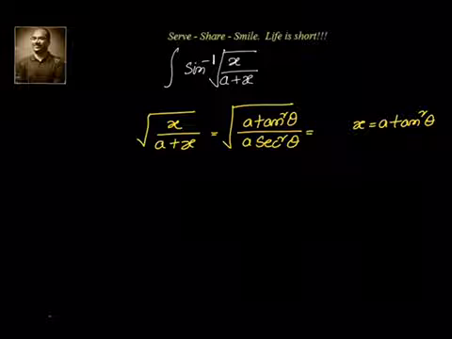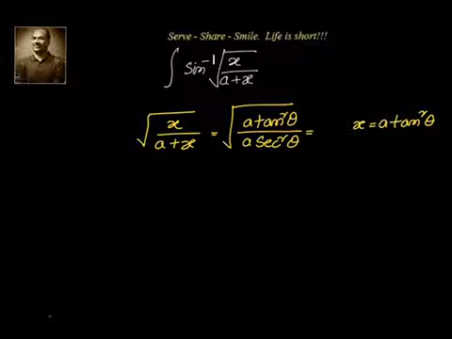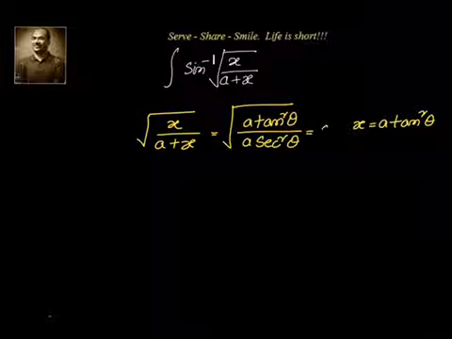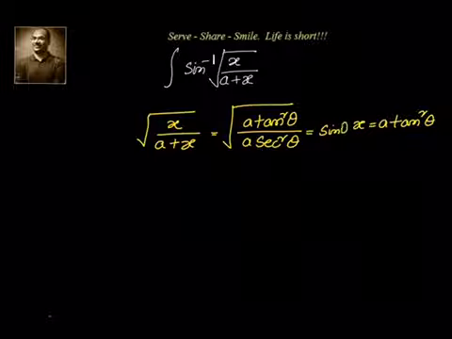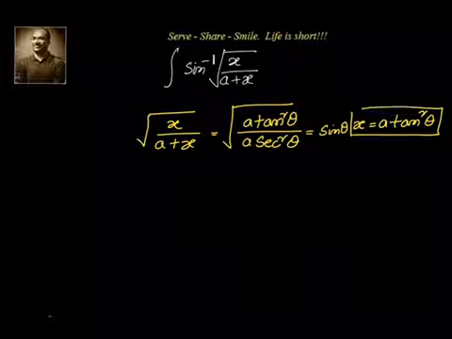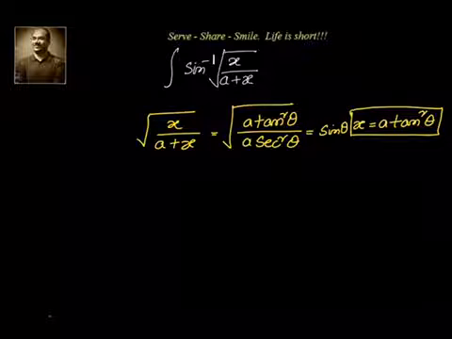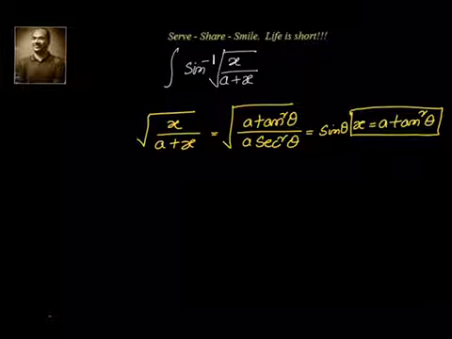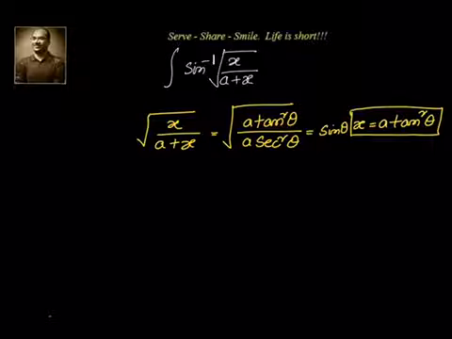Tan square theta is sin square theta by cos square theta. Secant square theta is 1 by cos square theta. So it will become square root of sin square theta, which is equal to sin theta. That means whatever we have in square root of x by a plus x becomes now sin theta. So let's go ahead to the next step.